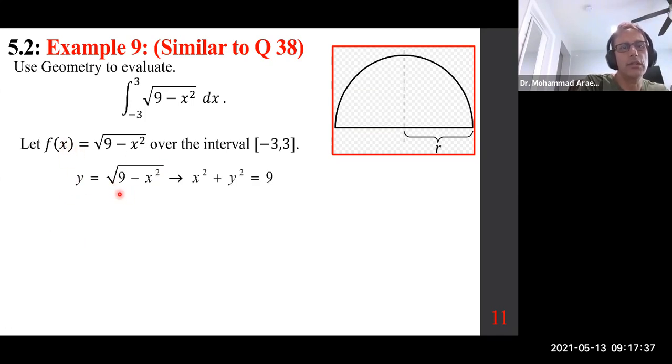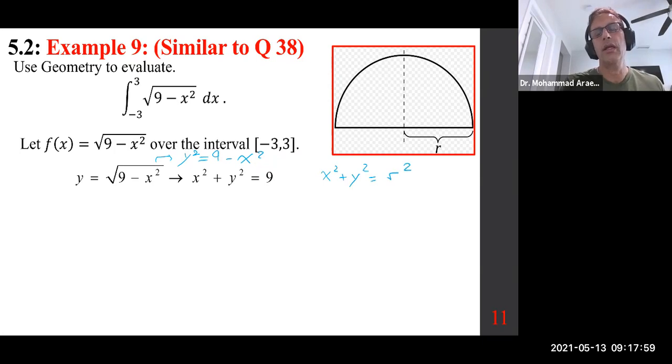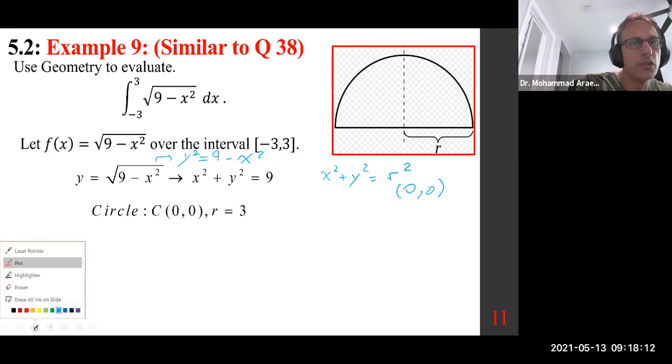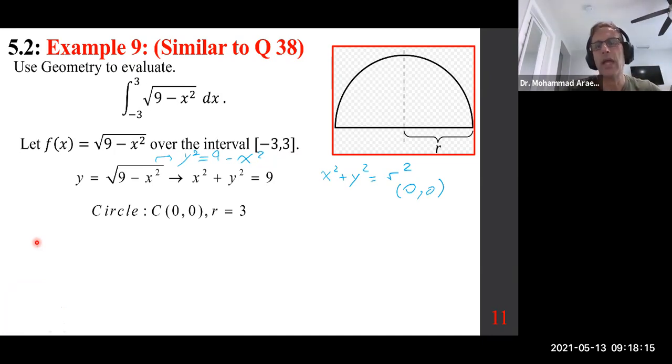y equals this and square it, you get y squared. Let me write that. If you square it, you get y squared is 9 minus x squared. You bring it to the same side, you get x squared plus y squared equals 9. If you recall, x squared plus y squared equals r squared is a circle centered at 0, 0 with the radius r. Therefore, we have a circle centered at 0, 0 with the radius 3. So we know how to calculate the area, which is pi r squared, and we want half of that.